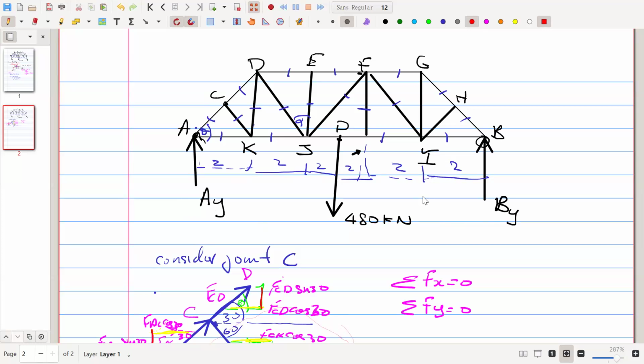Sir, equilibrium or moment, sir? Pardon me? Sir, is it equilibrium or moments? Because you just mentioned moments.